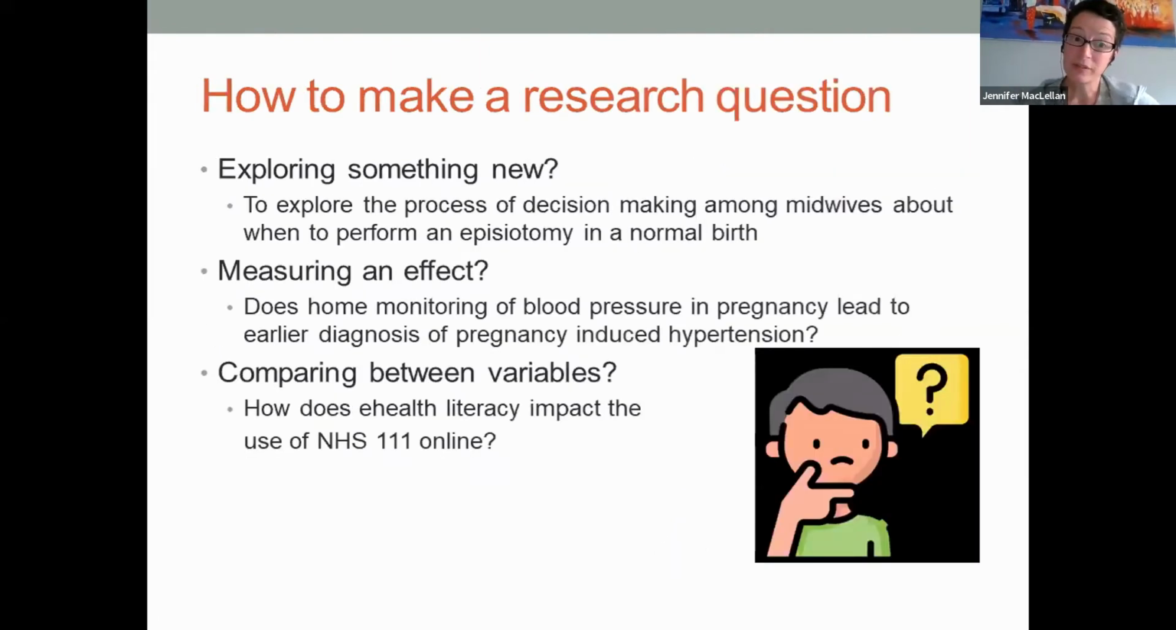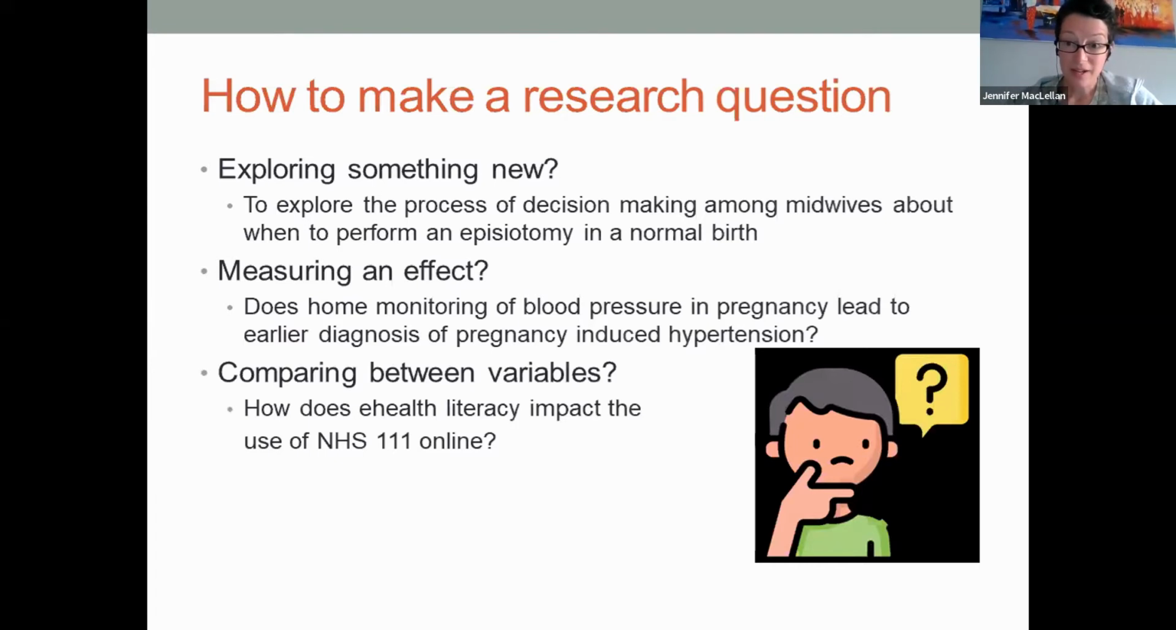So first off, how do you make a research question? This is actually more tricky than you think, but how you ask the question then determines how you collect the information. So I've given 3 general examples here. First off, if you want to explore something new, for example, to explore the process of decision-making among midwives about when to perform an episiotomy in a normal birth. So in this study, we wanted to look at, okay, midwives, how do you make that decision? What influences your decision and impacts you making that decision?